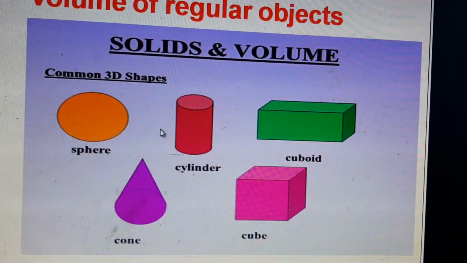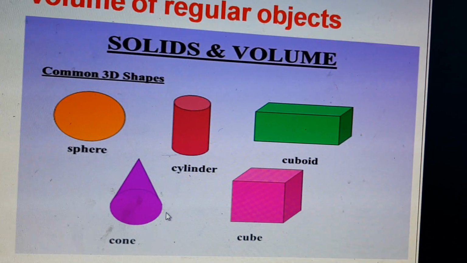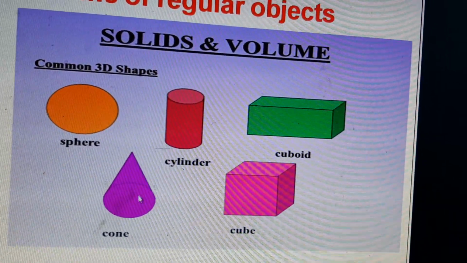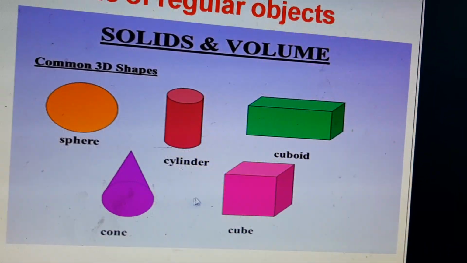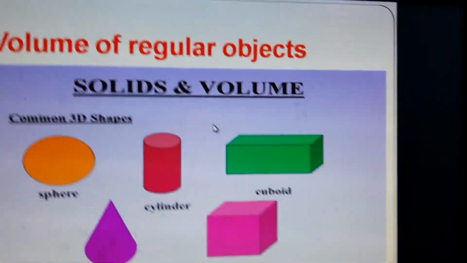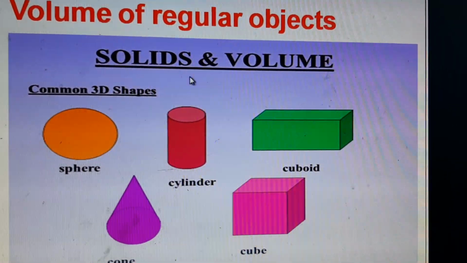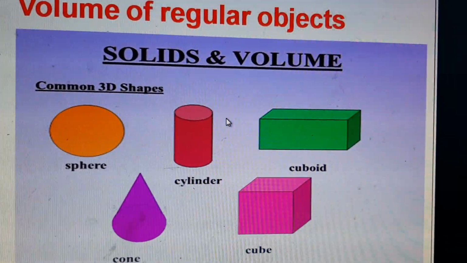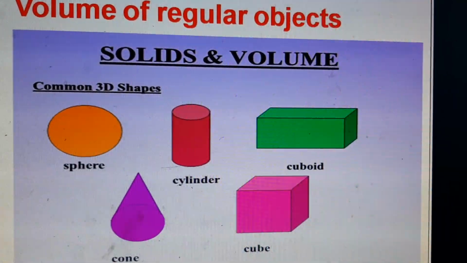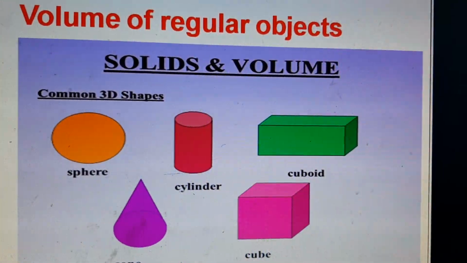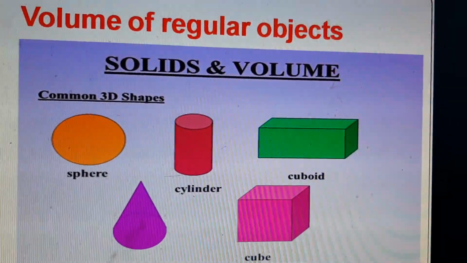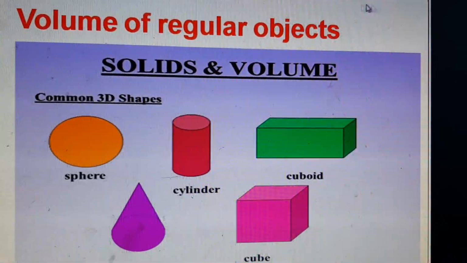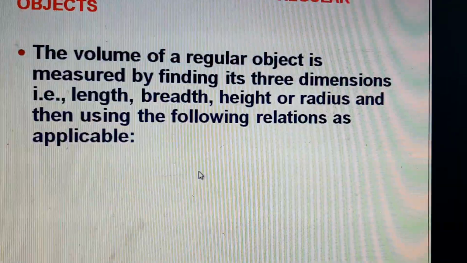So you have used such things for your birthday, isn't it? You keep a birthday cap like this, which is conical in shape. So these are some regular objects. When we find out the volume of regular objects, it's very easy because we just have to use the formula. So how do we learn the formula? We have to take some effort to learn the formula. It is better that you learn the formula now. So let's get ready to learn the formula.